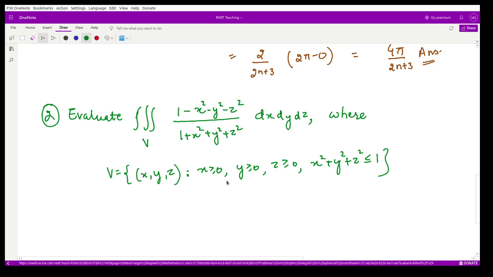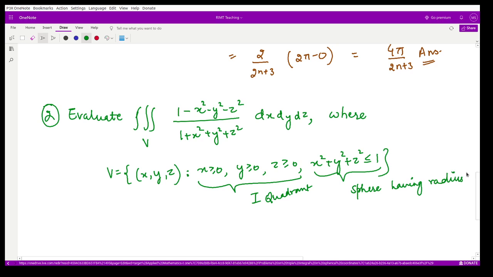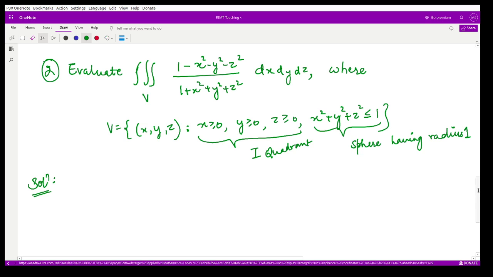So what does this region say? It says we are in the first quadrant, and it says your surface is a sphere having radius 1. So this is all given to you. Now for solving this integral, again we will take the help of spherical polar coordinates. Do you know why we are using that? Again, because we have a region or surface consisting of a sphere.